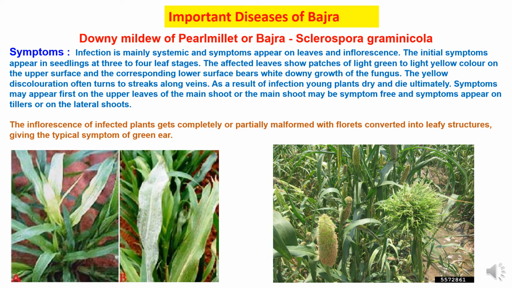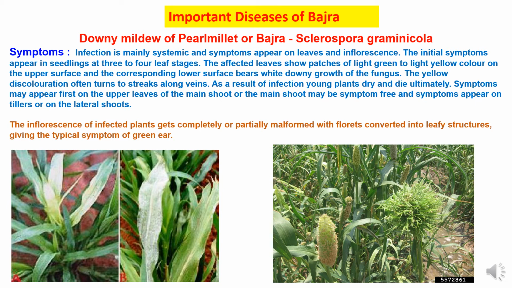The infected leaves show patches of light green to light yellow color on the upper surface, and the corresponding lower surface bears white downy growth of the fungus consisting of sporangiophores and sporangia. The yellow discoloration often turns to streaks along veins. As a result of infection, young plants dry and die ultimately.